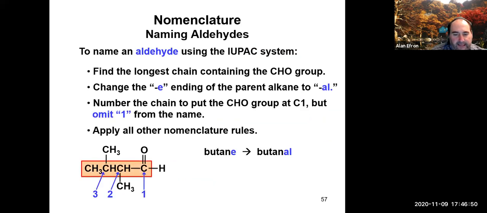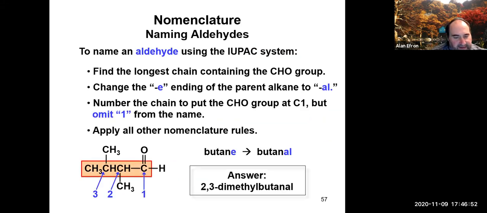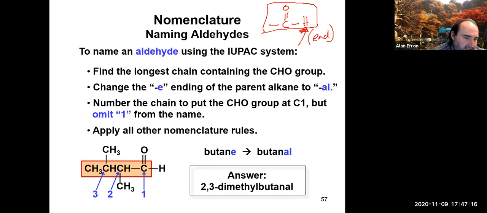So aldehydes, in terms of naming, are pretty straightforward. We want to look for the longest continuous carbon chain, pretty much like everything else. It does have to contain the functional group. And because this is the functional group of an aldehyde, and because there is a hydrogen here, it will always be at the end. It might be the left-hand side or right-hand side, whichever end, but it will always find itself there at the end.